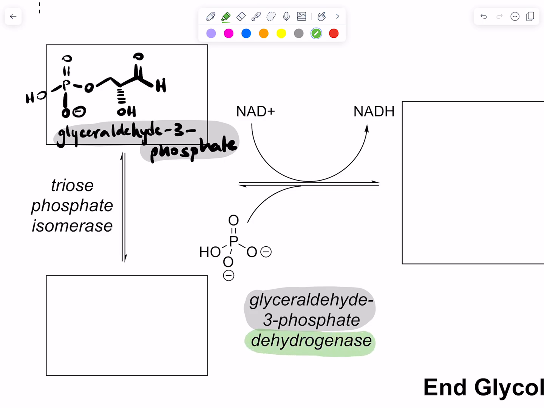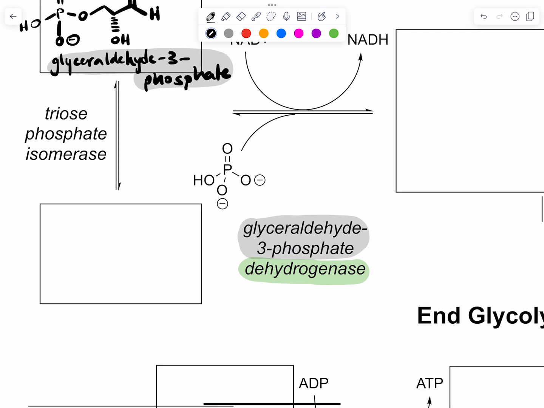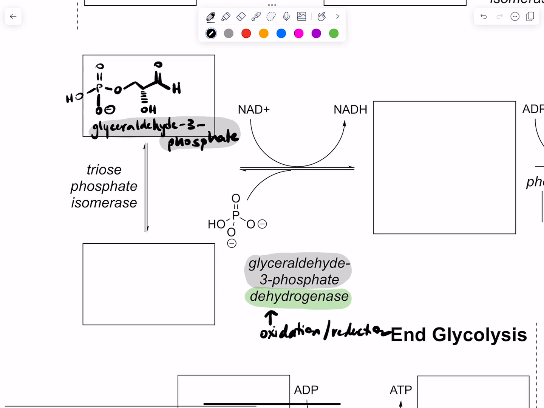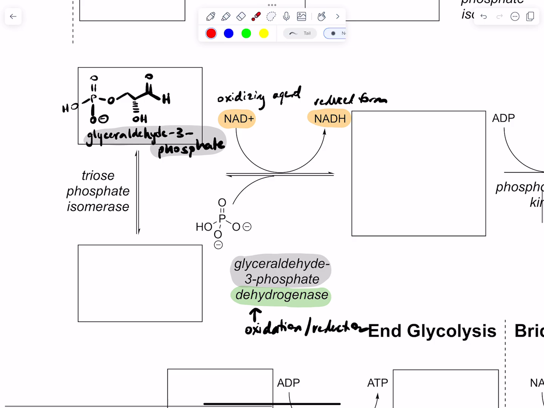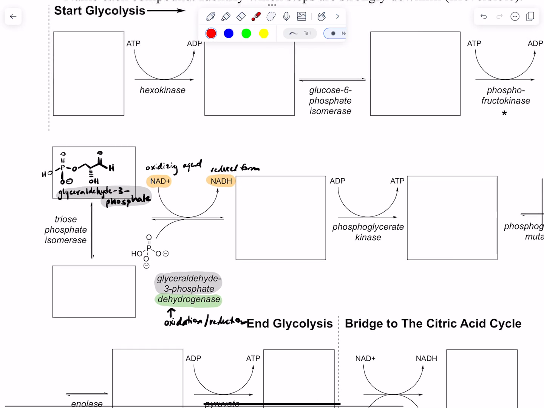It's a dehydrogenase, which is a clue. Dehydrogenases do oxidation/reduction chemistry. And now you look at the other reagents, NAD+ going to NADH, and you can say, oh, NAD+ is the oxidizing agent, and NADH is the reduced form. So now you have an idea of what goes on in this reaction and can make a prediction.